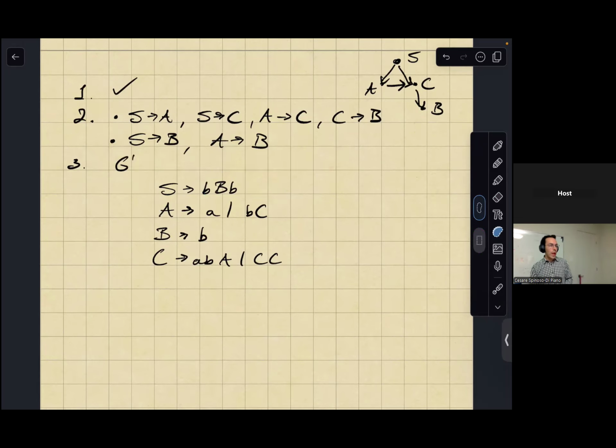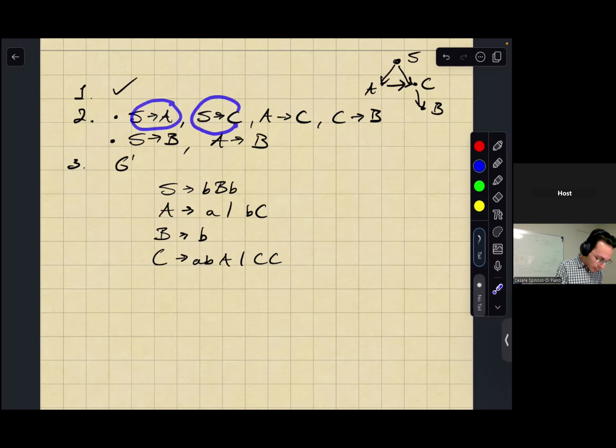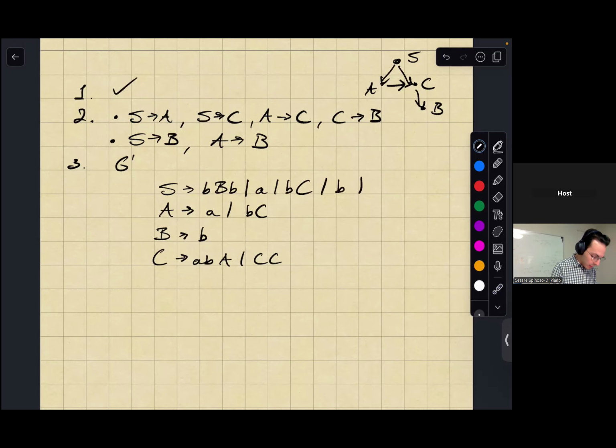Right, okay, great. So now what I need to do is, for each of these pairs of variables, I have to add, say, on the right-hand side of S, all of the right-hand sides of A in P prime, right? So I have to do this for S gives me A, S gives me C, and S gives me B. So for all of them, I add to S what A would give me, so A and BC, what B would give me, so B, and then what C would give me, so ABA, and then CC.